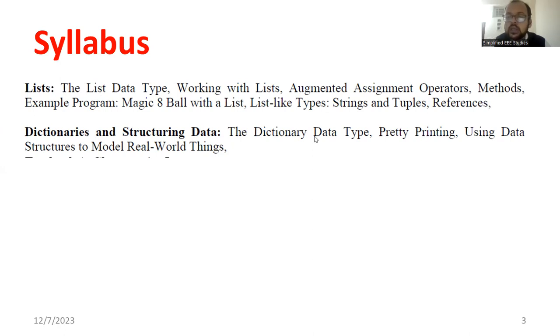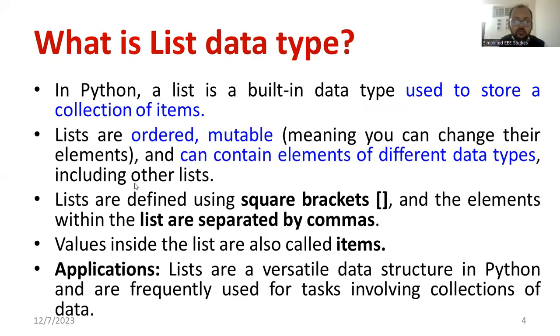Okay, so what do you mean by dictionary? What are the different types of dictionary methods? What is the meaning of pretty printing? It is one of the new modules available in Python. Similarly, we can make use of those data structures to model real world things. Those things we are going to discuss in module 2.